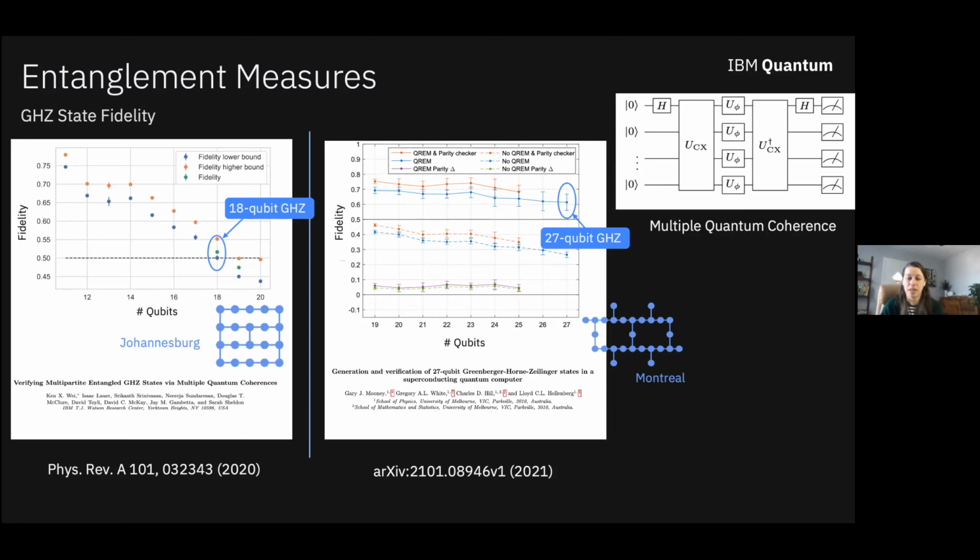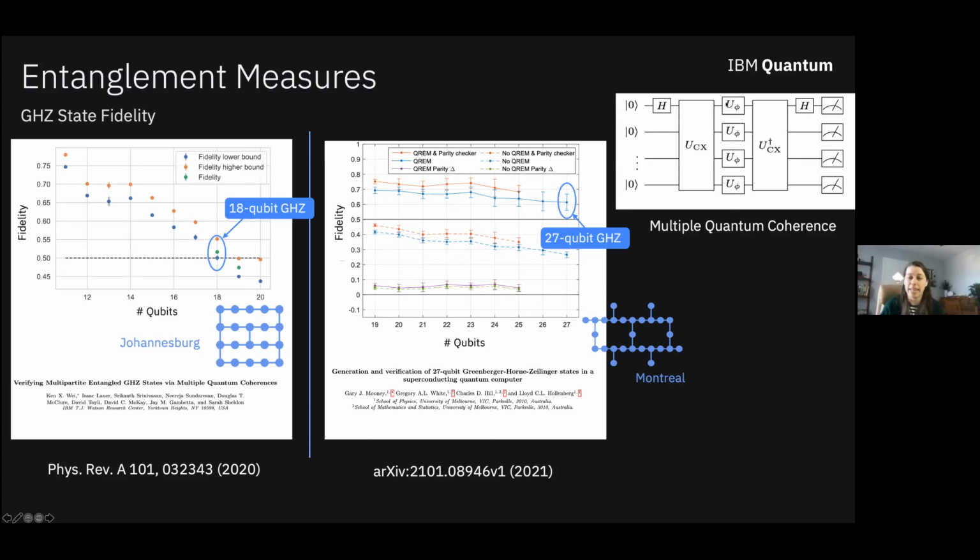So one that we've used in the past couple of years is measuring GHZ state fidelity using multiple quantum coherence. This is a technique that we borrow from the quantum sensing community, where we prepare a GHZ state, apply a phase to all the qubits in the GHZ state, and then unentangle, reverse the GHZ circuit. And at the end, we've encoded this phase back onto the control qubit here.